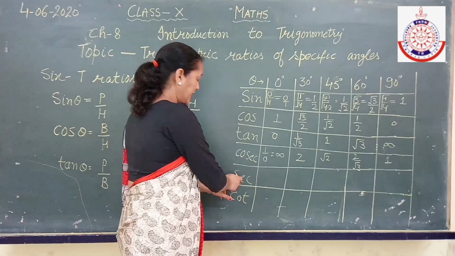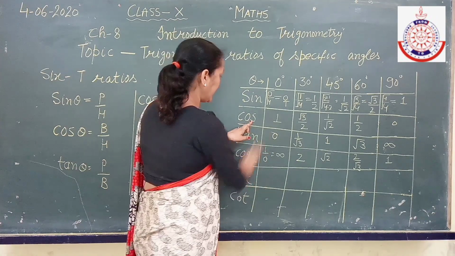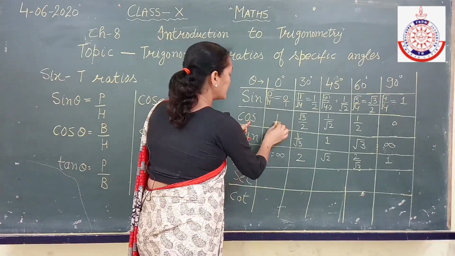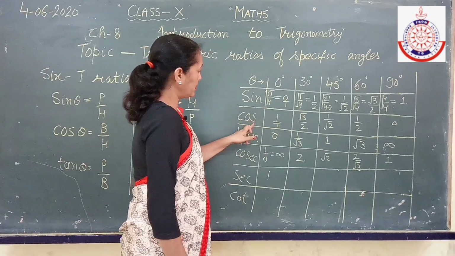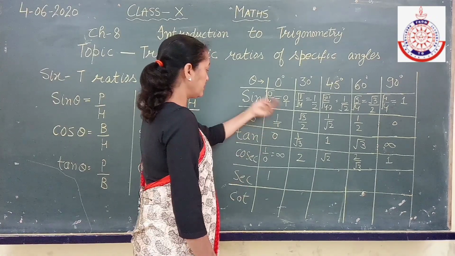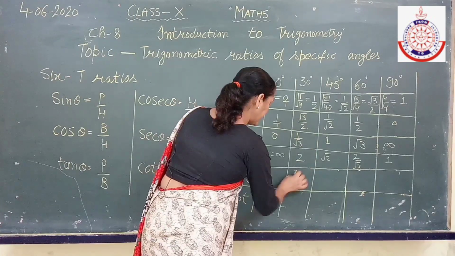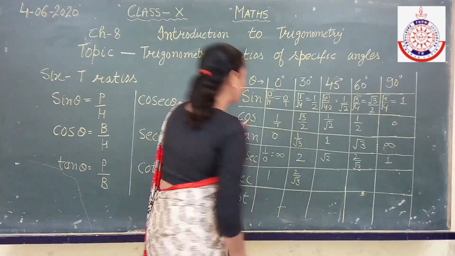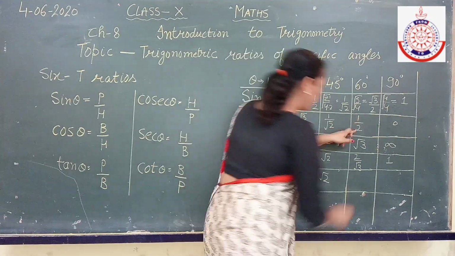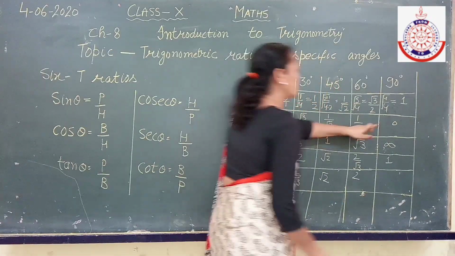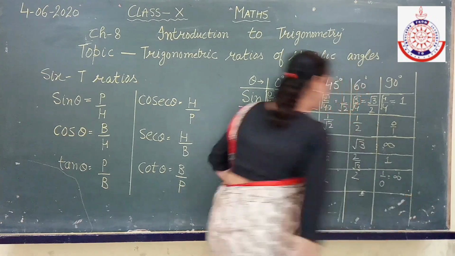Now secant. Secant is the reciprocal of cos. Cos 0 is 1, so the reciprocal will be 1 only. Then cos 30 is √3 upon 2, and the reciprocal will give us 2 upon √3. Cos 45 is 1 upon √2, so secant is √2. Cos 60 is 1 upon 2, so 2 upon 1. Cos 90 is 0 upon 1, so the reciprocal will be 1 upon 0, meaning infinity.